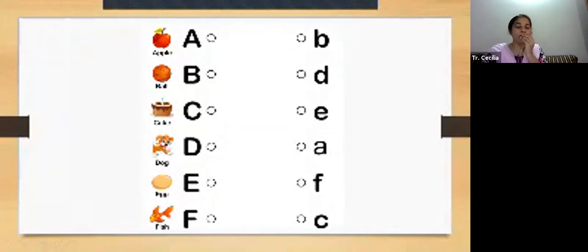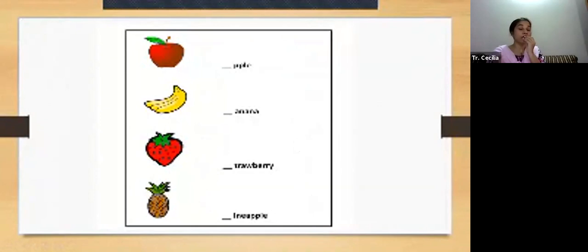The first one is apple. Where is the apple? 1, 2, 3, 4. On the fourth place, the sound A is written there. A, A, apple. So you have to join this letter with this sound. Next, let's move to the next one. This is your another worksheet. This is for your practice.